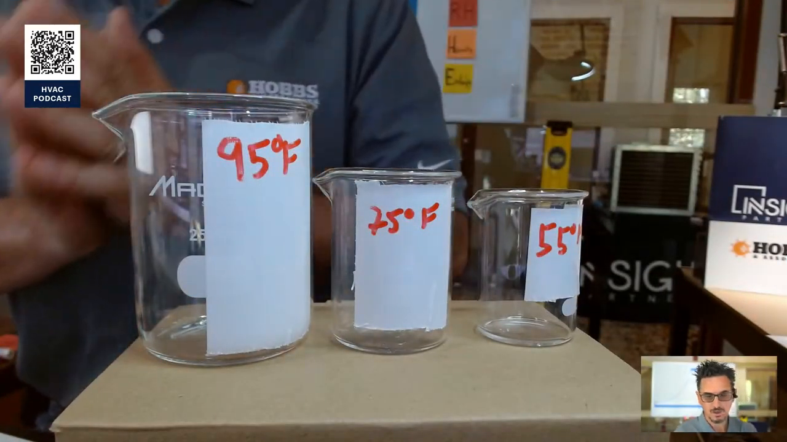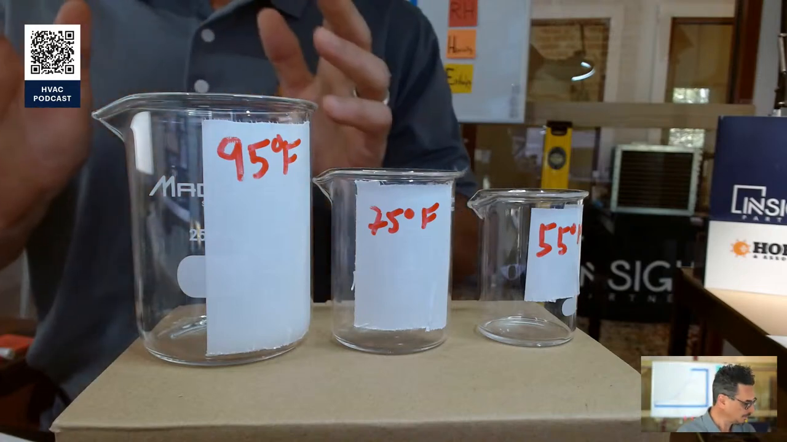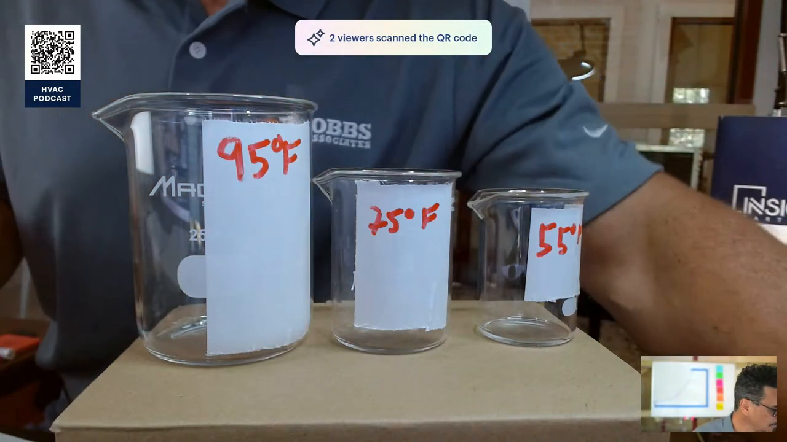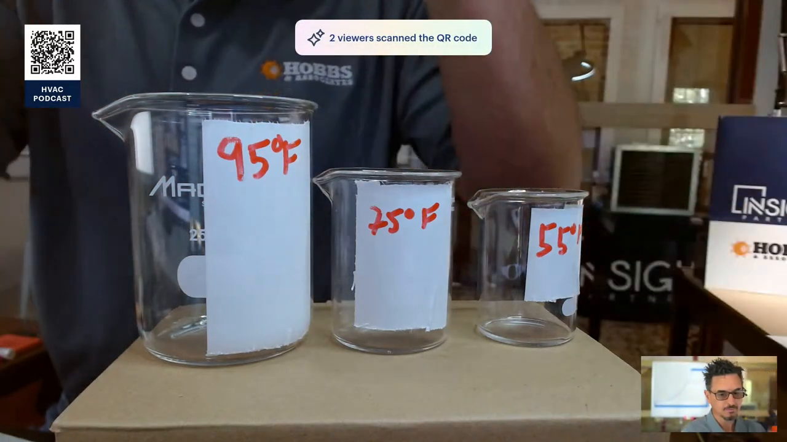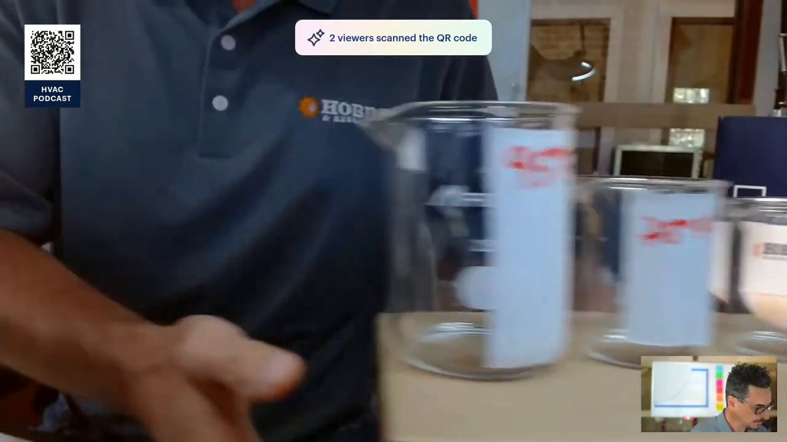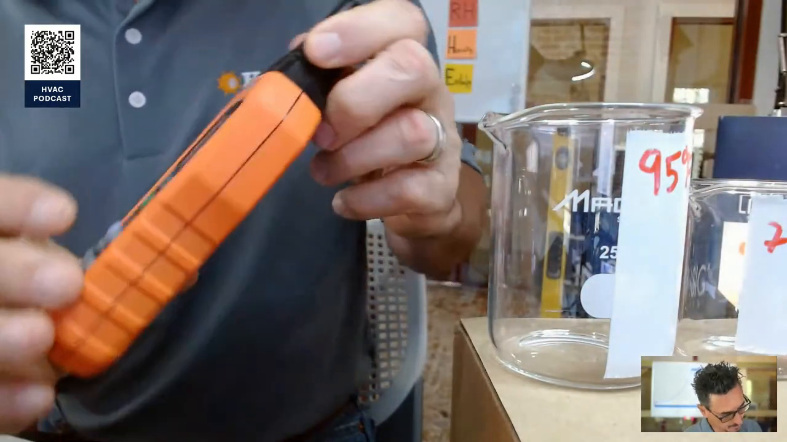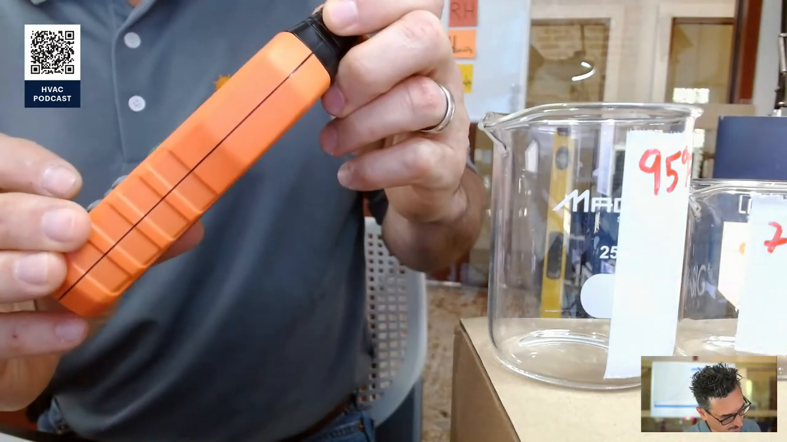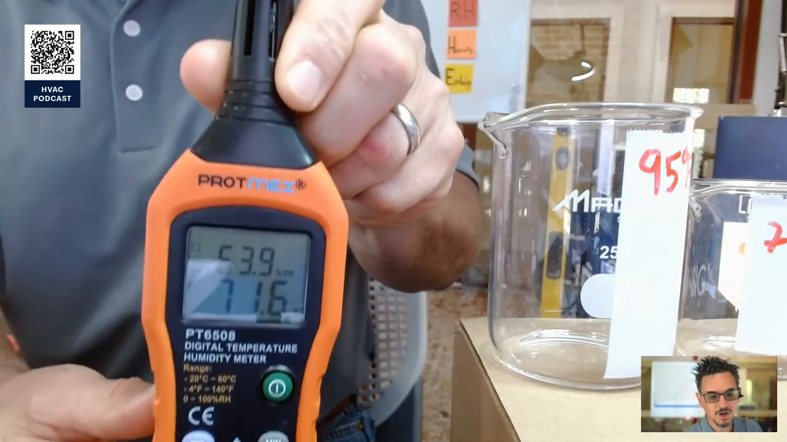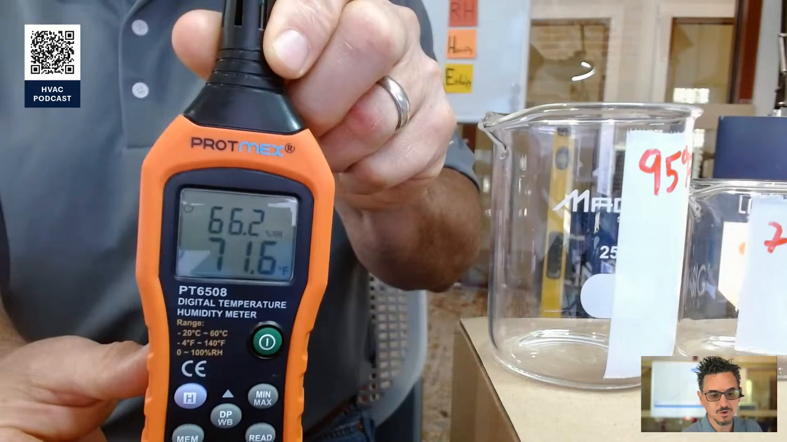So here's what we're going to talk about. First, we're going to talk about dry bulb. So what is dry bulb? Most of us today use something like this to determine the properties of air, right? Let me change this to Fahrenheit. So the dry bulb in my office is 71.6 degrees.